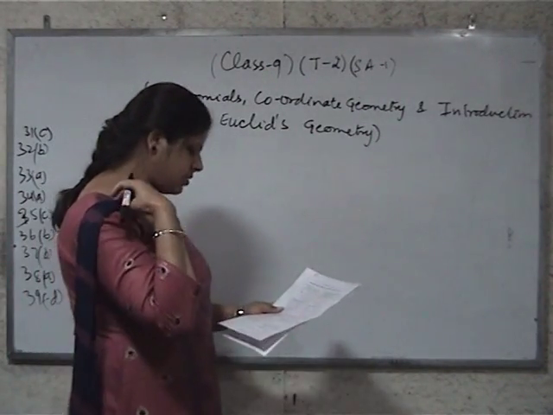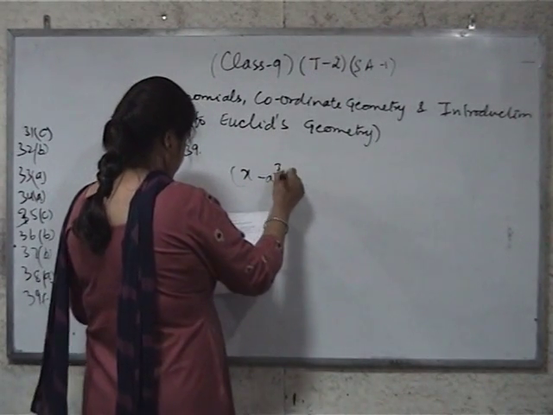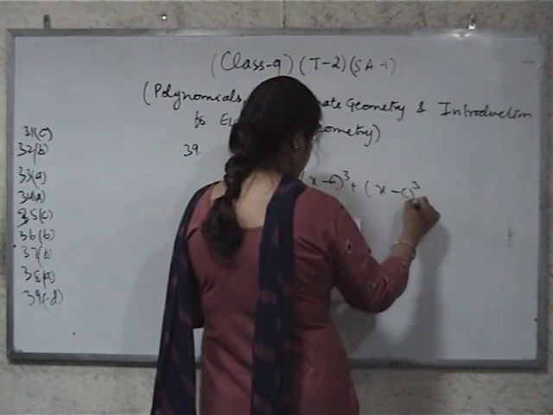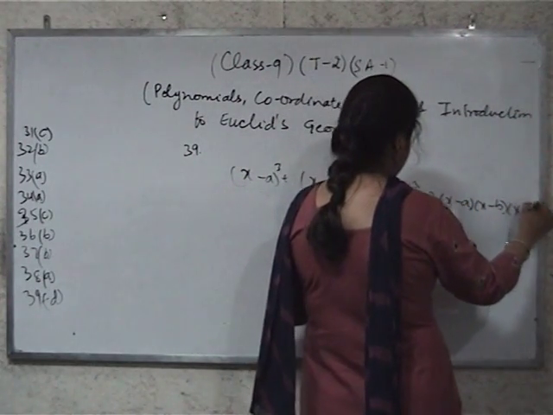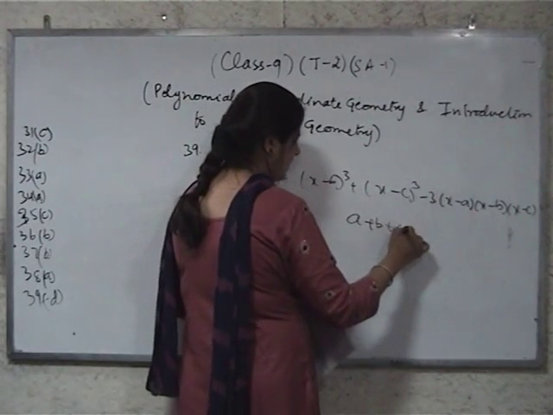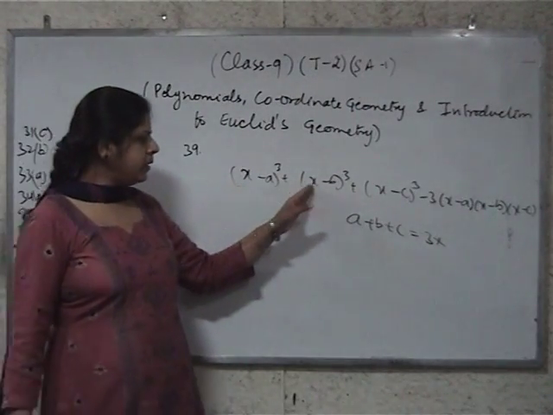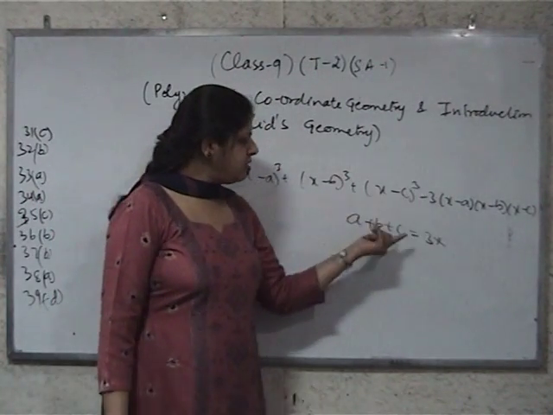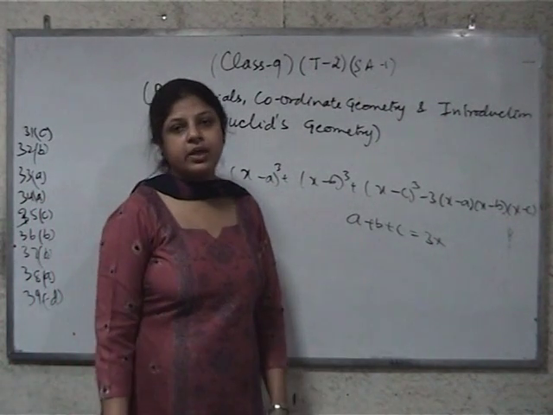Question number 39: the value of (x minus a) whole cube plus (x minus b) whole cube plus (x minus c) whole cube minus 3 times (x minus a)(x minus b)(x minus c), when a plus b plus c is equal to 3x. See, one way is we open all the expansions, multiply the terms, use this condition and then reach the answer. But that is again a very lengthy procedure.